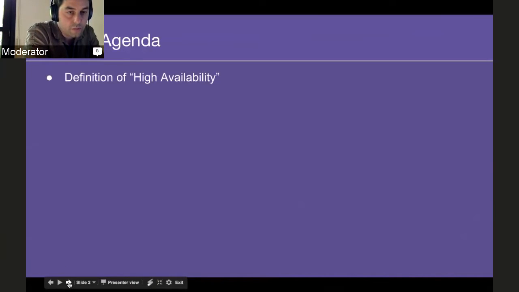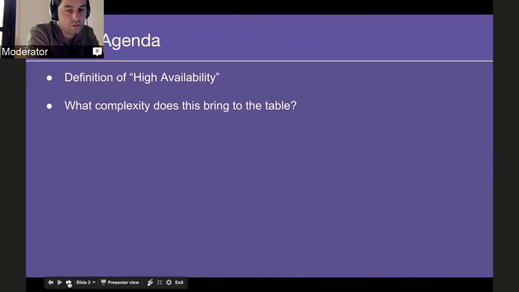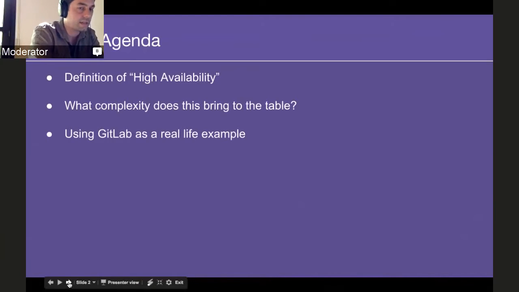First of all, we're going to talk about the definition of what high availability is. Then we are going to talk about what complexity it brings to the table. It's all about trade-offs in the end. We're going to talk about a GitLab real-life example, because we are using high availability in GitLab. So we can share what kind of problems it brings to the table and what good it brings to the table too.